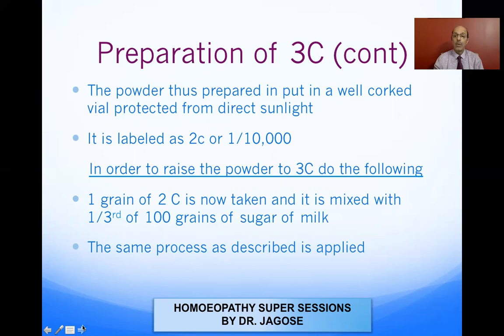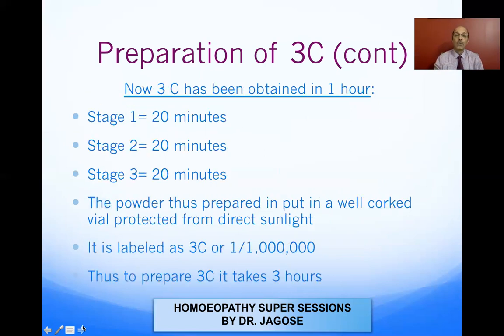Now, in order to raise the powder to 3C, the following process is done. Again, 1 grain of the 2C which you prepared is taken, and it is mixed with 1/3 of 100 grains of sugar of milk, and the same process as described is applied. So for 3C also, we are doing the same trituration, stage 1, stage 2, stage 3, 20 minutes each. The powder thus prepared is again put in a well-corked vial, protected from direct sunlight, labeled as 3C or 1:1 million. Thus, to prepare 3C, it takes totally 3 hours.